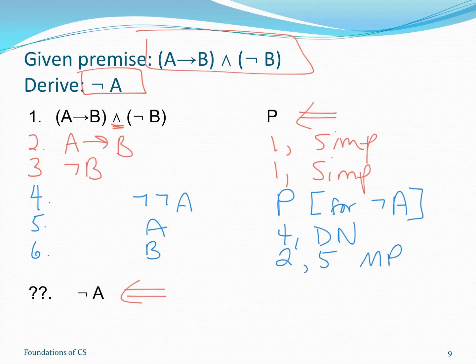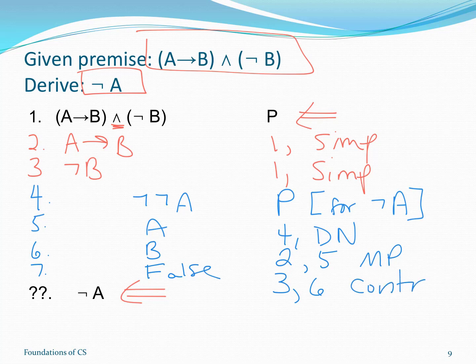But now, check it out. Remember, if you're doing proof by contradiction, you're trying to derive false, which means you need A and not A, or in this case, B and not B. So we can now say we have false. And how did we get false? We got false based on line 3 and line 6 and the contradiction rule.